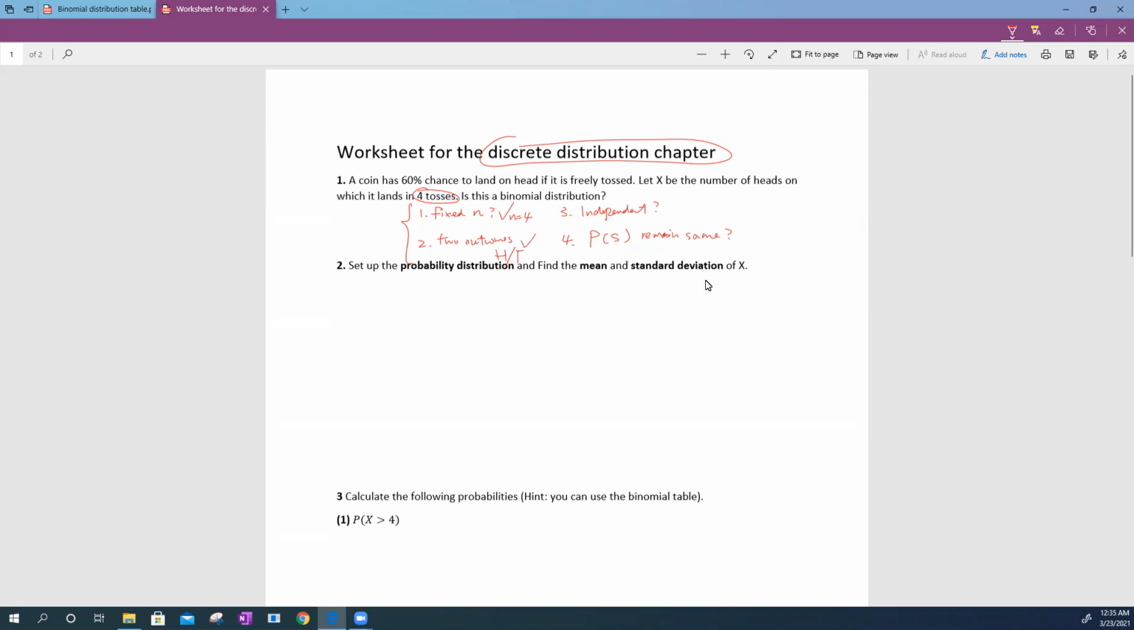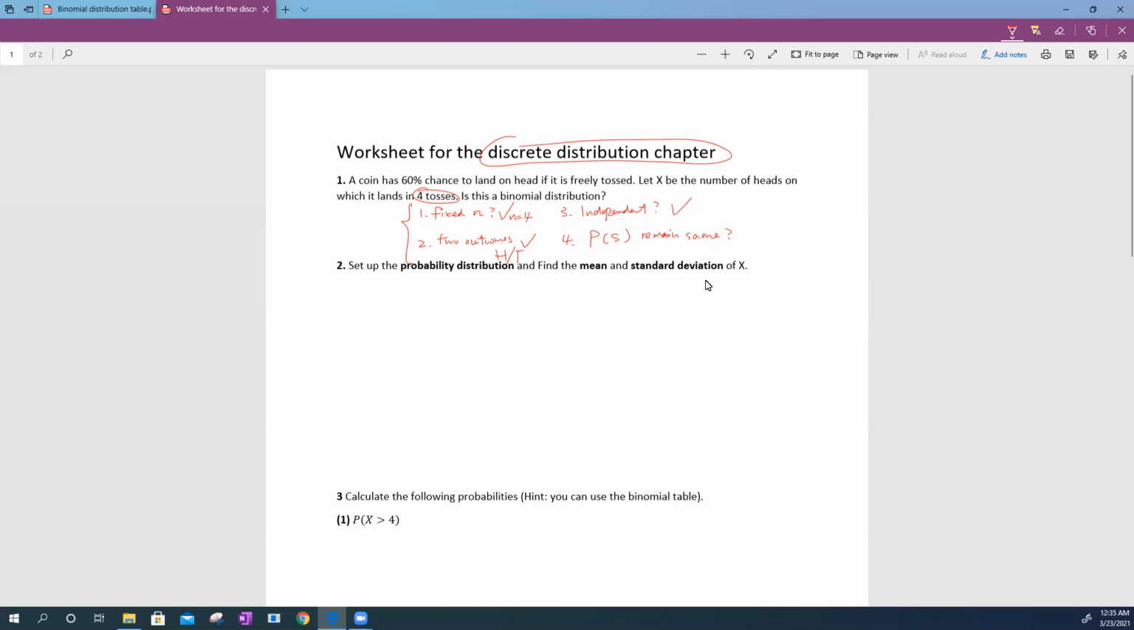And 3, independent. For this type of coin, whether you got heads or tails on the first trial doesn't really affect whether you have heads or tails on the second one. So yes, it is independent between trials. So this one is verified.